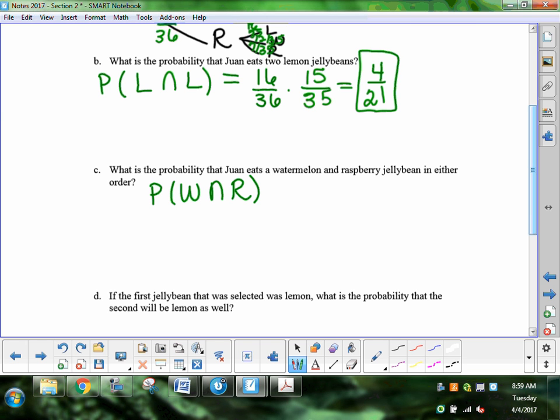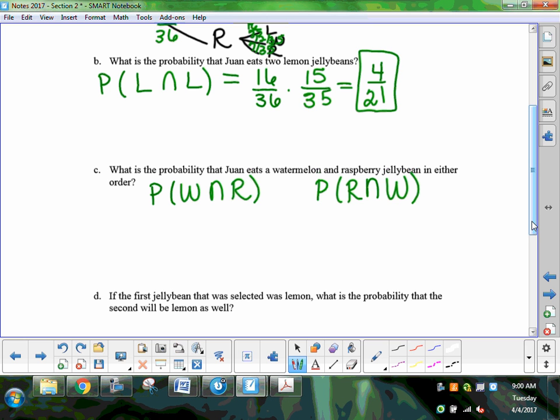What else do we need to compute out? We got one person still. Come on. Yep. So probability of a raspberry and a watermelon. Now looking at that, what am I going to have to do to those two probabilities? Add them together. So now, how would we compute the probability of a watermelon and a raspberry? John, what would you need?